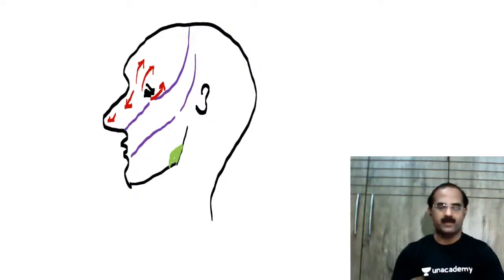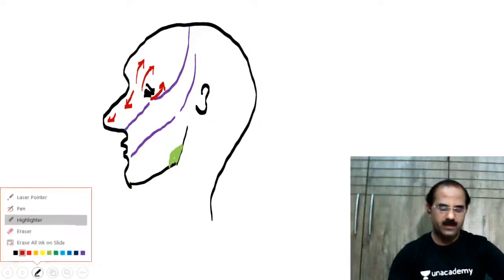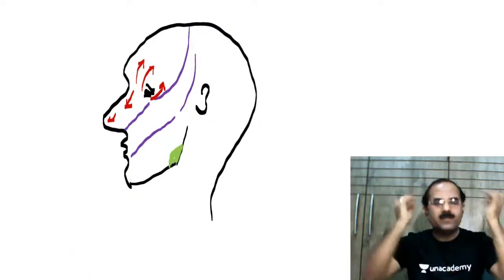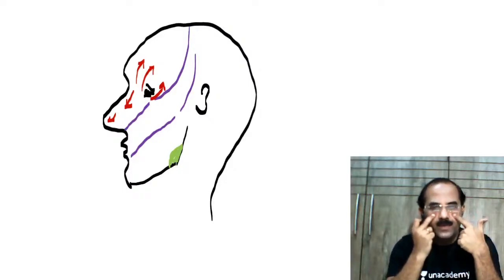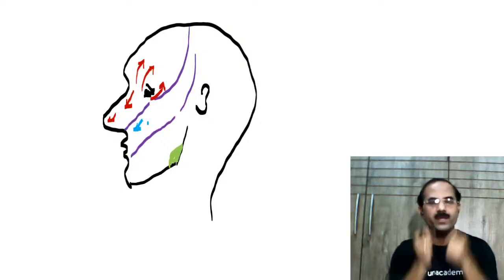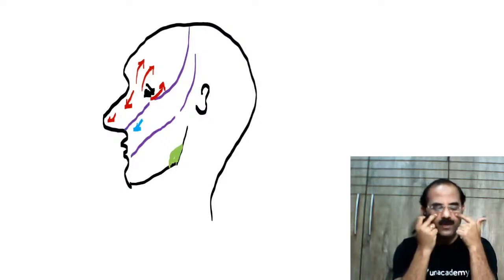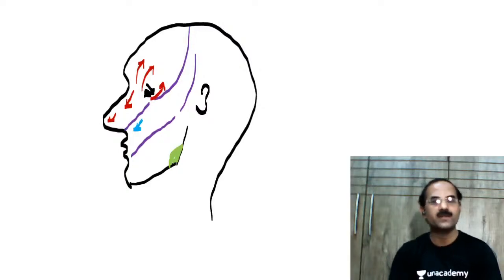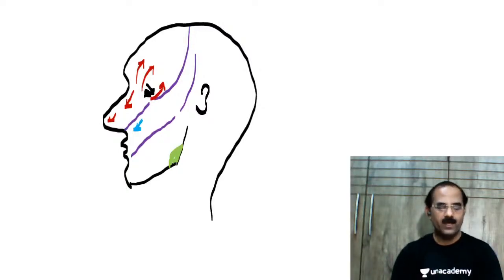Now coming to the maxillary division of the trigeminal. That's the orbit here, and there's a foramen right below the orbit. Name it: the infraorbital foramen. A nerve comes out from here, and this is what we call the infraorbital nerve.